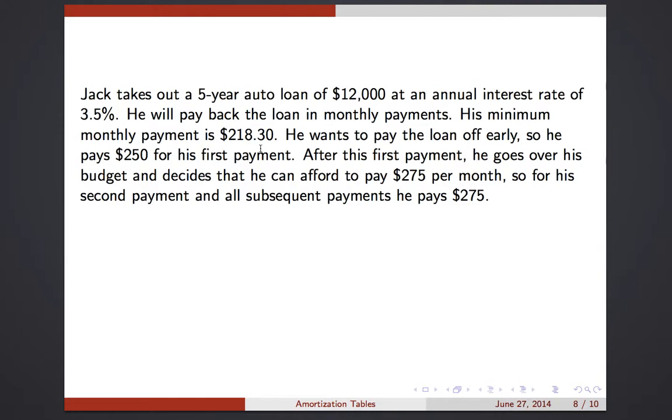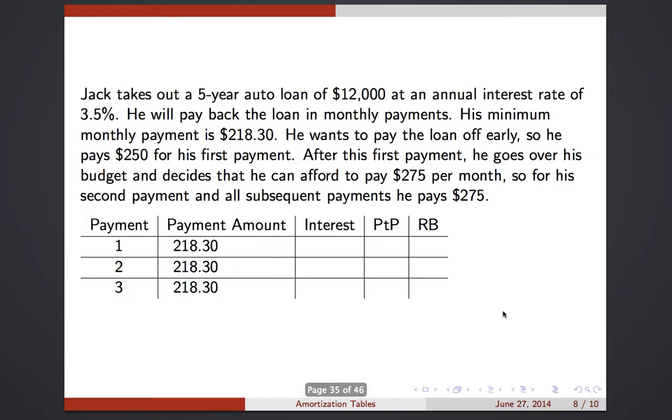So Jack is paying an additional, what, $32 by paying $250 and then paying an additional $25 on top of that when he pays $275. So that's an additional chunk of money that's going to paying down principal. So how does this play out in the amortization table?